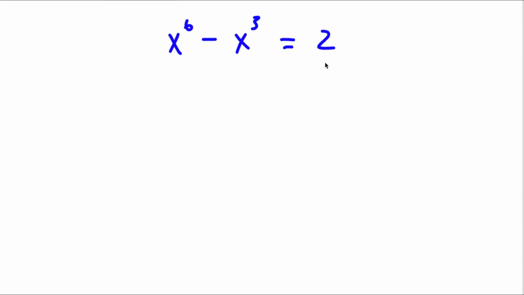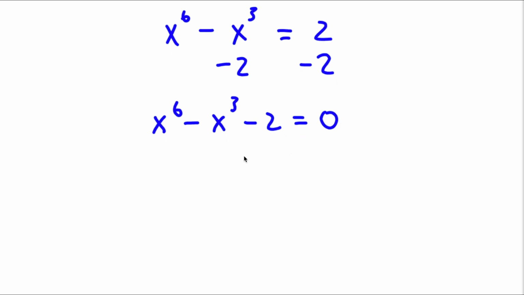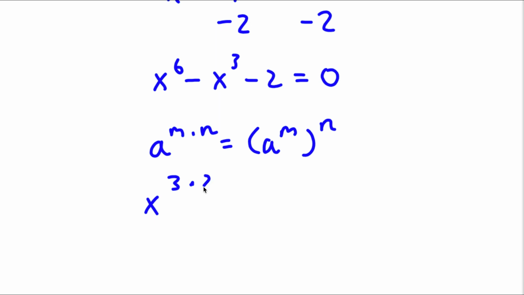So now the first thing I'm going to do is subtract 2 on both sides. So now I'll have x to the power of 6 minus x to the power of 3 minus 2 is equal to 0. Now if I have something in the form a to the power of m times n, this is equal to a to the power of m to the power of n. So in this case, x to the power of 6 here, we can rewrite as x to the power of 3 times 2.